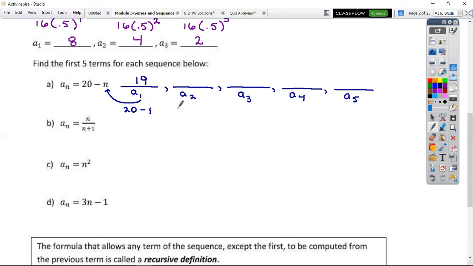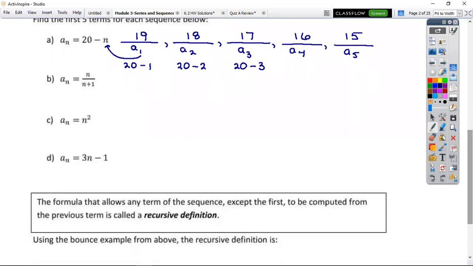So for the next one, I'm going to go 20 minus the term I'm looking to find, which is term number 2. So this would be 18. Do it once more, and then I think you can kind of see what's going on here. You've got 20 minus 3, and that would be equal to 17. So obviously my last 2 terms are going to be 16 and 15. This is what we call an arithmetic sequence, and your common difference is you're subtracting 1 from these. Now you take your next one, and again, build it until you see a pattern, and then just go on your pattern.